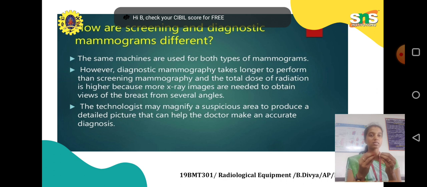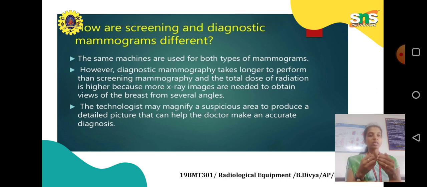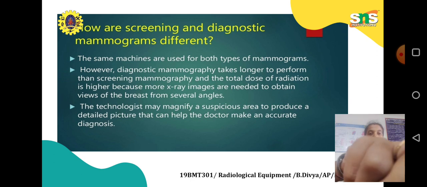In diagnostic mammography, we require a large number of X-ray images to identify what has happened. The technologist may magnify a suspicious area to produce a detailed picture that can help the doctor make an accurate diagnosis. This is about the diagnostic mammogram.